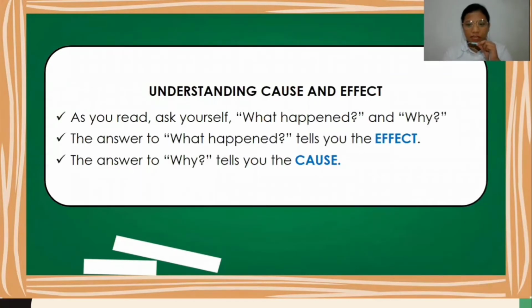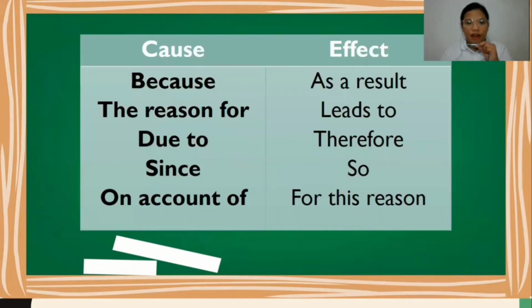So we have here a guide in understanding cause and effect. The first one is, as you read, ask yourself. You have to remember the two questions. The two questions are, what happened and why? The answer to what happened tells you the effect, and the answer to why tells you the cause. So you have to remember this guide in order for you to easily identify the cause and effect in a text.